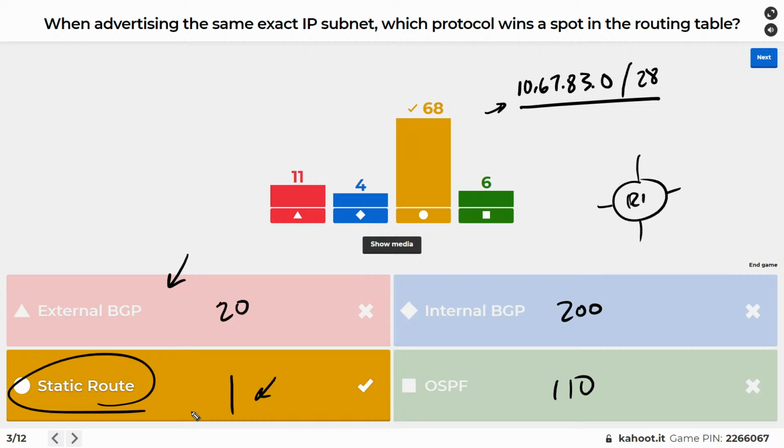And if you're wondering, how do we control who gets into the routing table, and once they're in the routing table, which routes are chosen? Check out the video called Why Routes Have to Win Twice. And that will walk through the exact details of how routes get in the routing table based on AD.